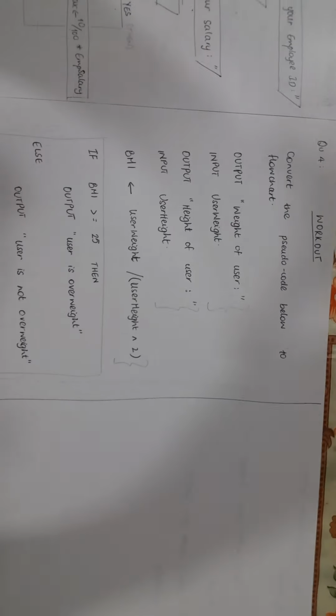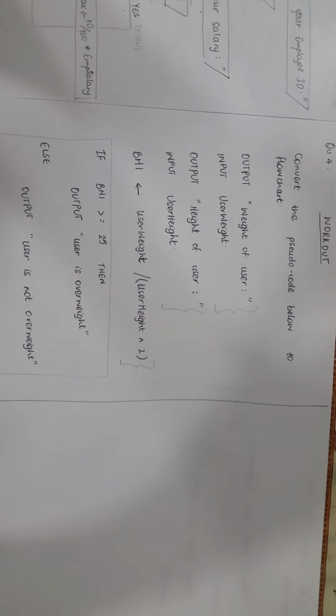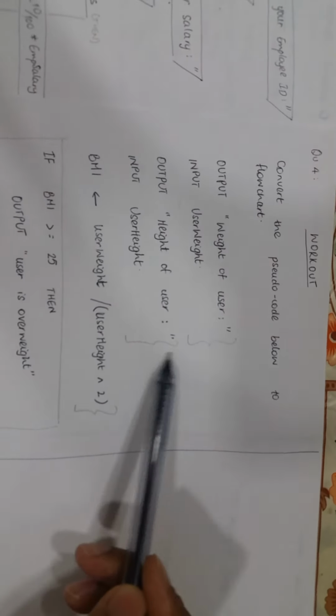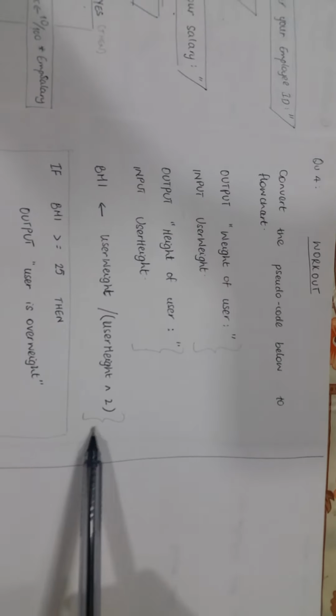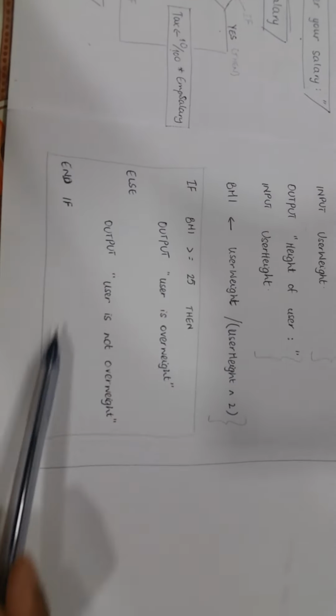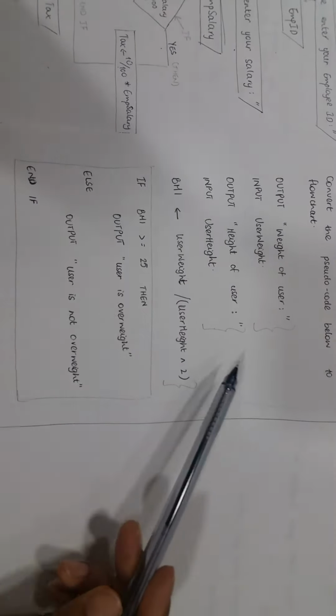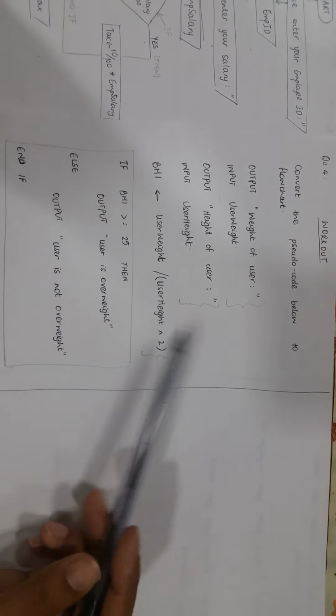Then you are going to work out number 4. So here you have to convert the pseudocode below to flowchart. You have two prompts. This is the first prompt, the first line is the prompt. You have a second prompt. You have a process, because this is a process, and you have an if structure, and after the if structure you do not have anything. So put it on pause, note it down in your copybook, and you try to work it out.